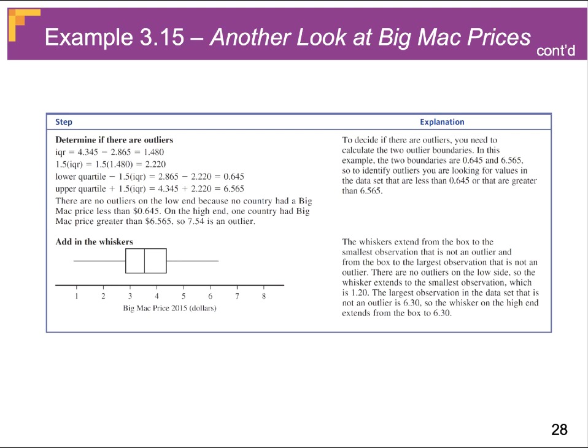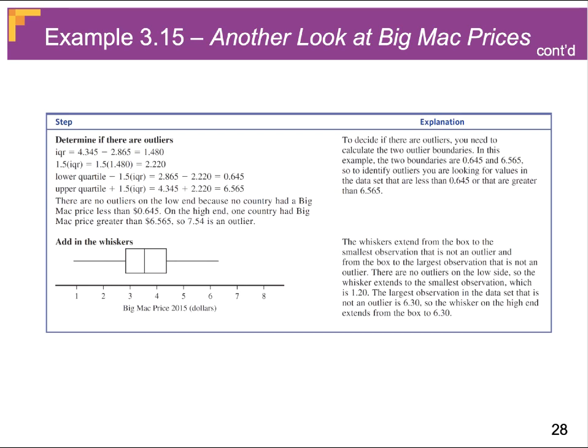Now let's look at the upper quartile. You take the upper quartile and you add that 2.22, that gives you 6.56. That means any value above that would be considered an upper outlier. And we do have an observation above that at 7.54.